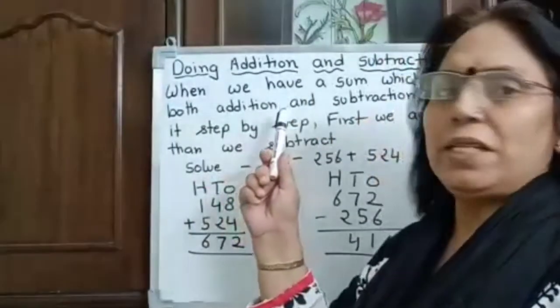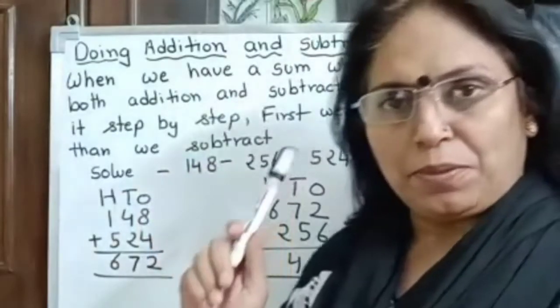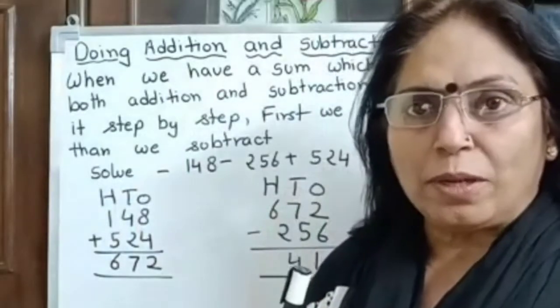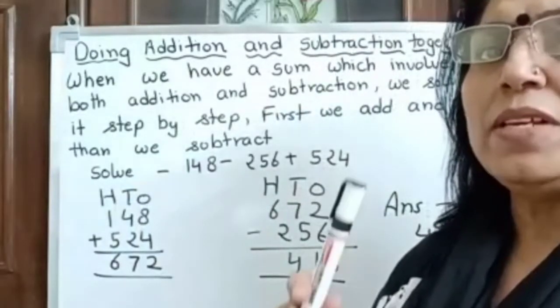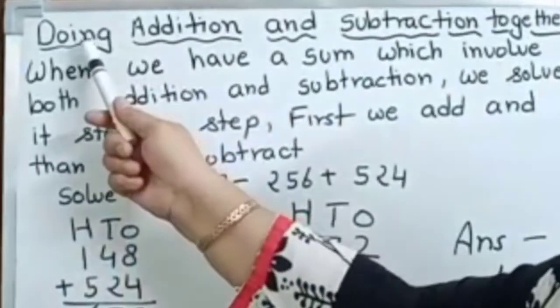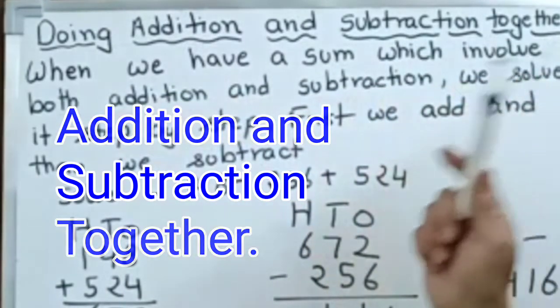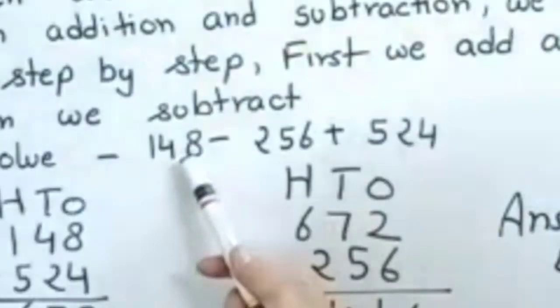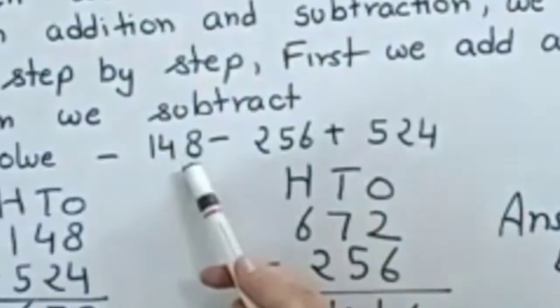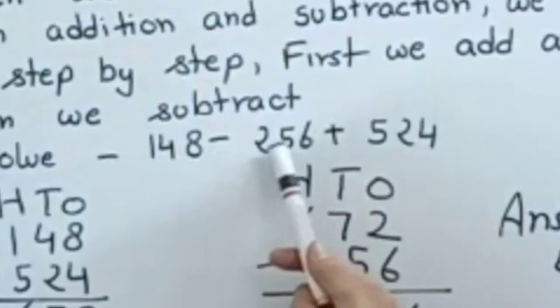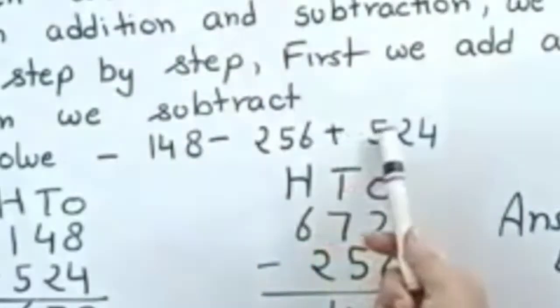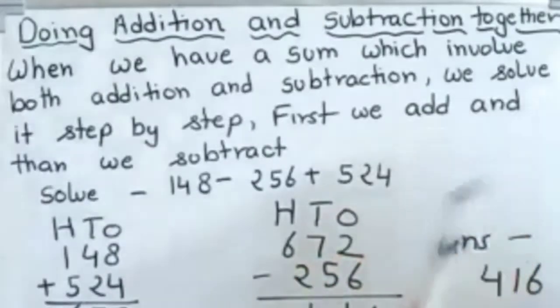Hello kids, I told you so many things about subtraction, subtraction facts, rule of subtractions. Now we have something new, that is doing addition and subtraction together. When we have this type of mixed sums like 148 minus 256 plus 524, then what to do?